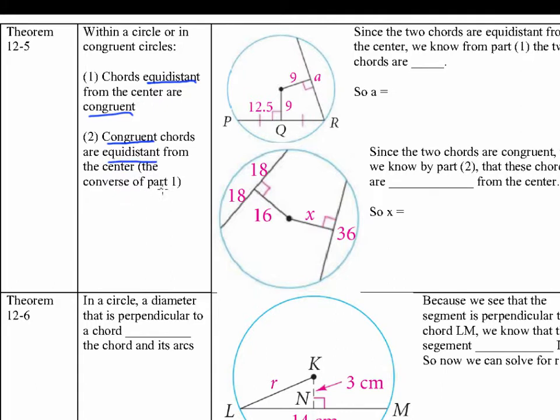So it's basically the converse of part one. Part one says, if they're equidistant from the center, then they are congruent. Part two says, if they are congruent, then they're equidistant from the center. So they're just the converse.